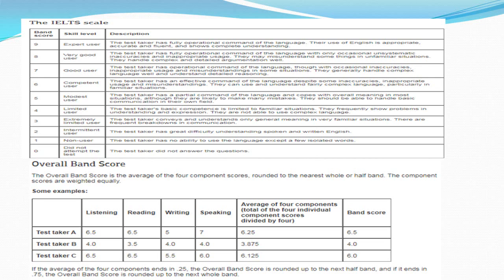And if your test score is 4.0 listening, 3.5 reading, 4.0 writing, 4.0 in speaking, your average score of the four components will be 3.875, and the overall band score will be 4.0. And we have the third example: 6.5 listening, 6.5 reading, 5.5 writing, and 6.0 speaking. So your average score of the four components will be 6.125, and the band score will be calculated as 6.0.